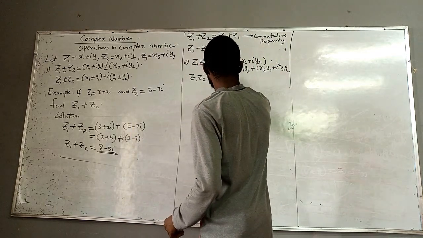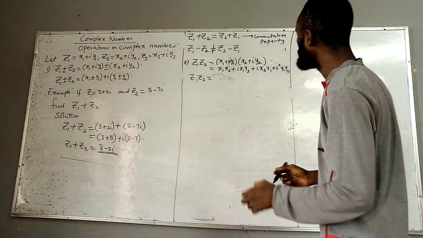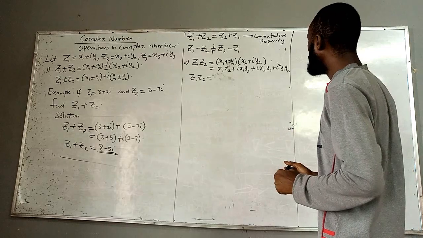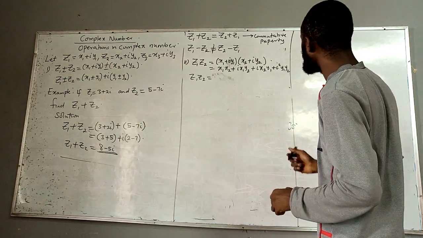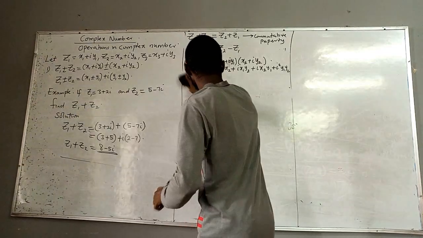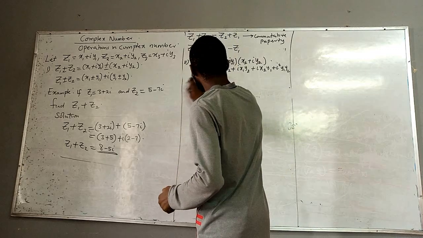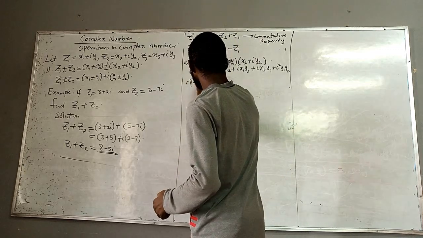At the end of the day, I have Z1 Z2 equal to x1 x2. Before we continue with the product, let me show you something first. Now, we said square root of minus 1 is equal to I.